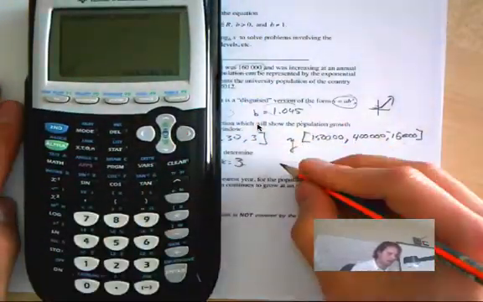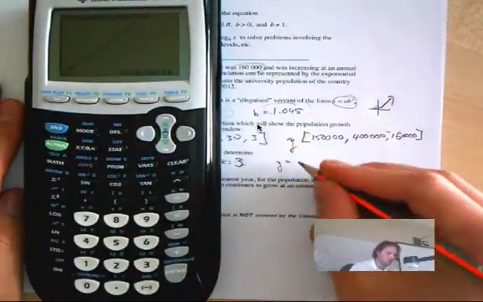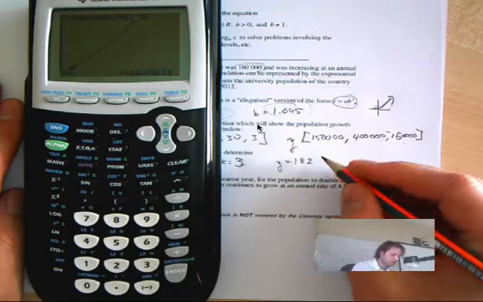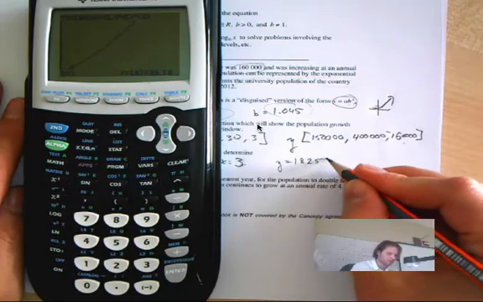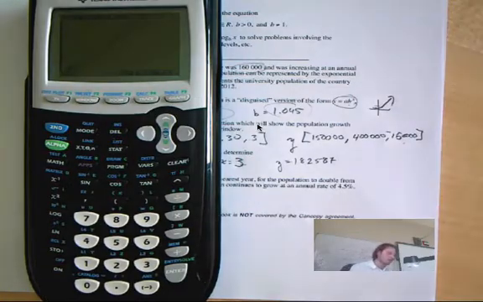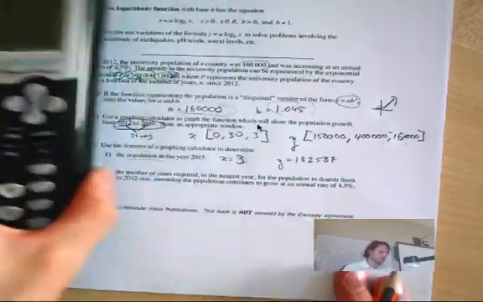I have then my y value, my population will be 182,587. Okay? And that is my population. I rounded up because 0.58 of a person, that's not a person, so just round up for that one.